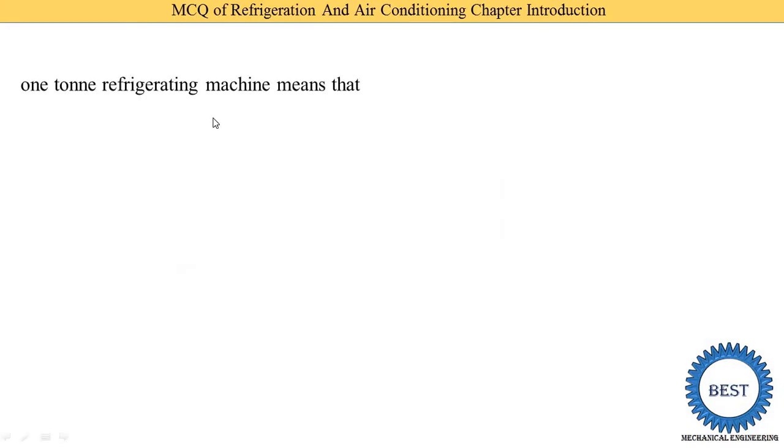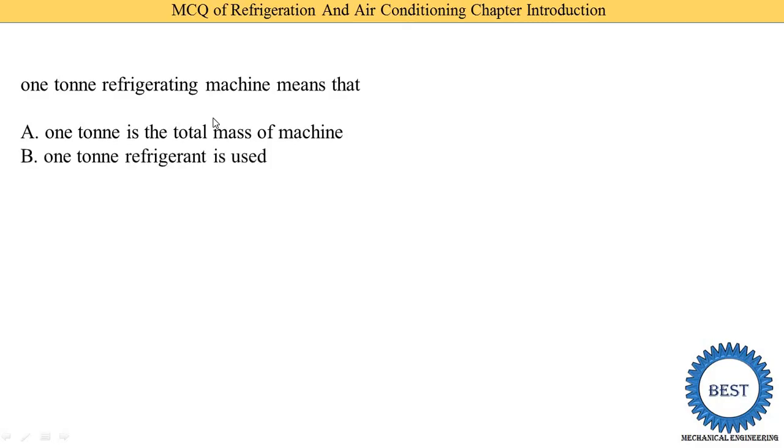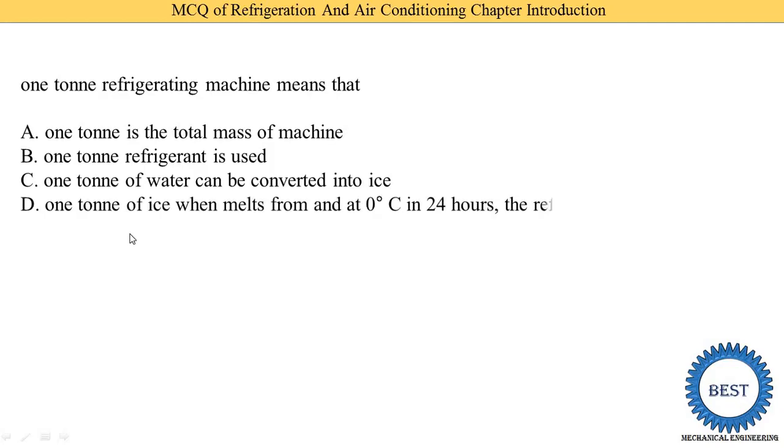Next, 1 ton of refrigerating machine means what? Okay, 1 ton is the total mass of the machine. 1 ton refrigerant is used, means the mass of the refrigerant is 1 ton. C, 1 ton of water can be converted into ice. And option D, 1 ton of ice when melts from and at 0 degrees centigrade in 24 hours, the refrigerating effect is equal to 210 kilojoule per minute. Okay, so option C is partially correct. It is not completely correct. Okay, our answer is the option D.